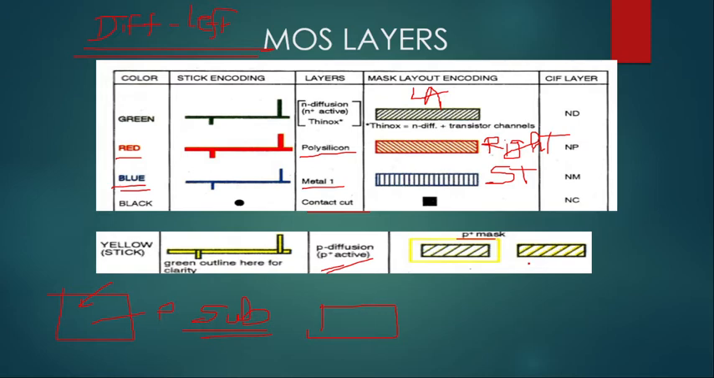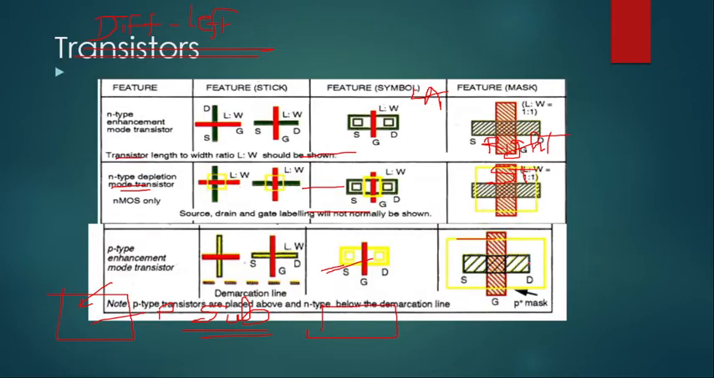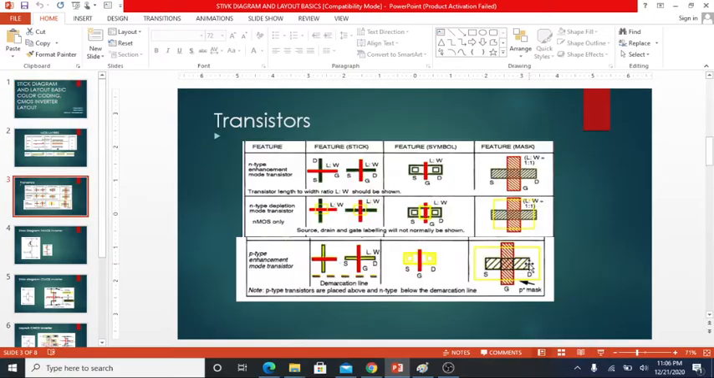So basically you have to learn 5 colors: green, red, blue, black and yellow. Green and yellow are used for diffusion. Green is for N diffusion, yellow is for P diffusion, red is for polysilicon, and blue is for metal, black is for contact cut.